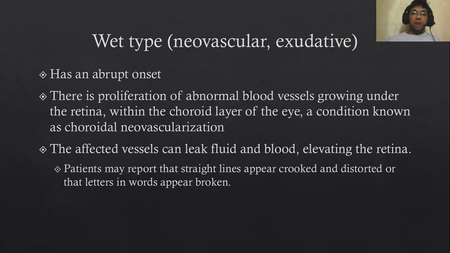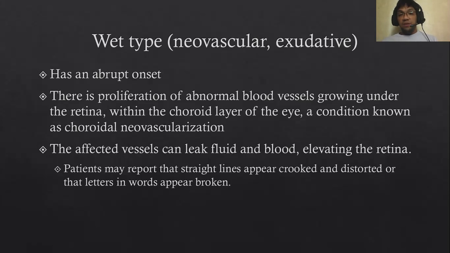Whereas the wet type or neovascular, the exudative type, has an abrupt onset, and there is a proliferation of abnormal blood vessels growing under the retina within the choroid layer of the eye, a condition known as choroidal neovascularization. And the affected vessels can leak fluid and blood, which will elevate the patient's retina.